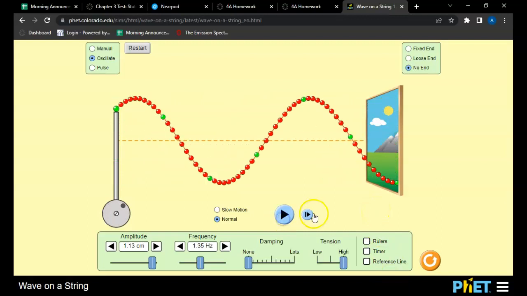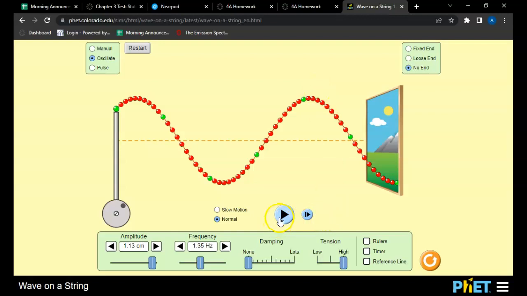If I pause it, notice the wavelength is my distance between two corresponding points. So I might use two peaks or two crests of the wave. I could use two valleys, which are called troughs. If I measure the distance between those, that's one wavelength. So notice a wavelength has to complete one full iteration of the wave.